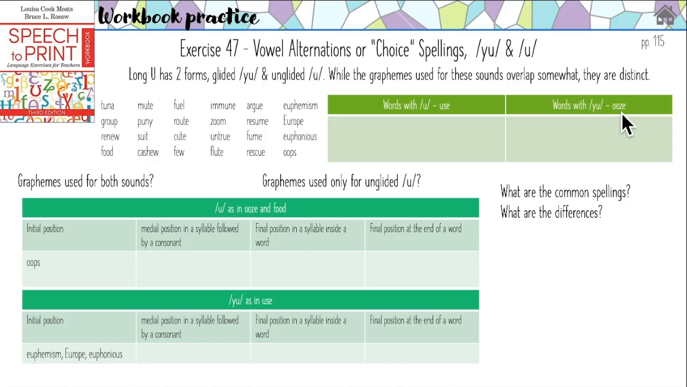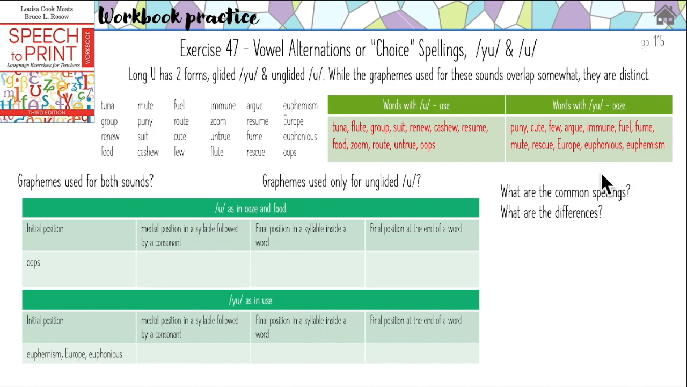So pause for a few minutes. Separate these words over here into those columns. So hopefully you paused and didn't just wait for me to stop and then do it. These are the words with the oo: tuna, flute, group, suit. You can hear that pure oo. And then over here should be the ones that have that y in them: puny, cute, few, argue, immune. You hear that y in there, okay?